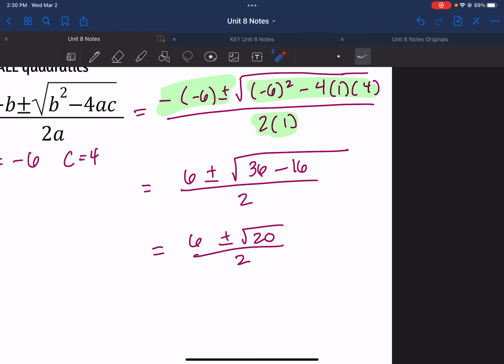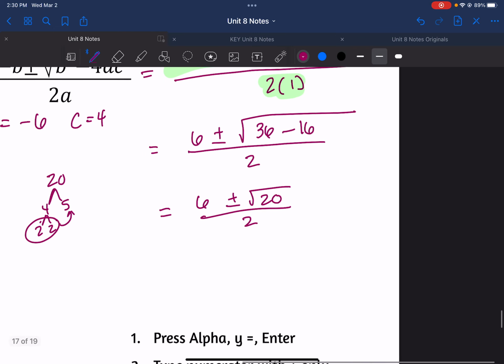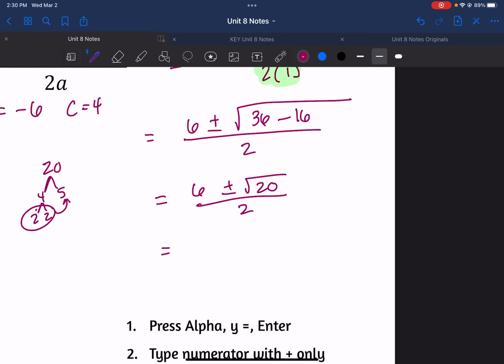That's what we need to do. All right, so let's go ahead and do that real quick. If I wanted to simplify this radical, what are 2 numbers that multiply? So 4 and 5. 5 is already prime, but 4 has 2 and 2. Okay, so here is a pair. The 5 stays under the radical. So here's what I have left. I have 6 plus or minus 2 square root of 5 all over 2.